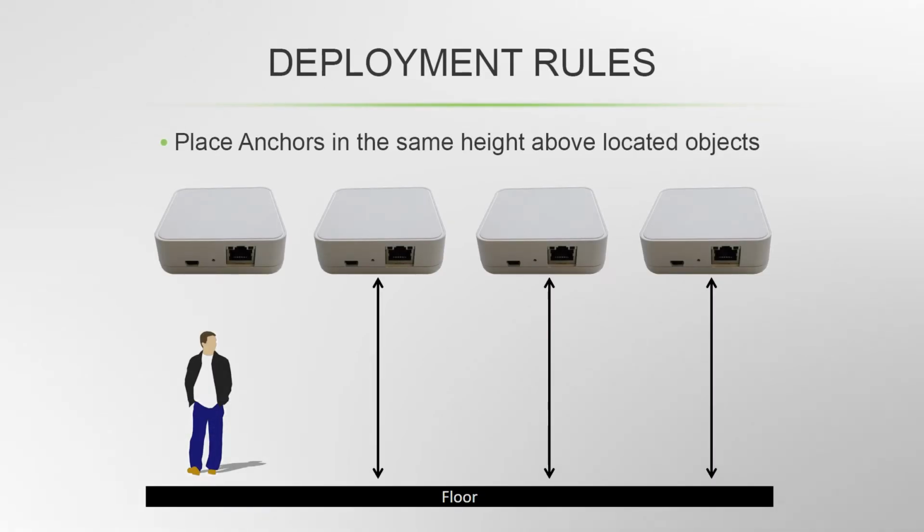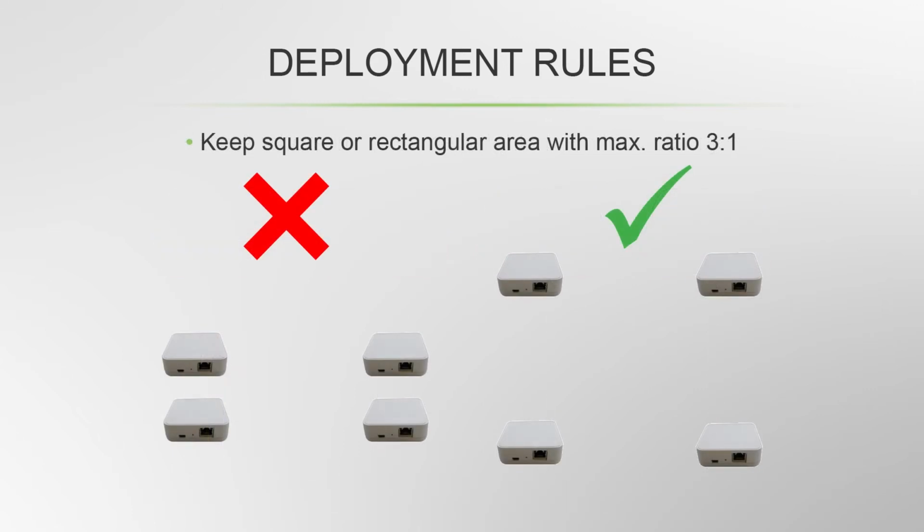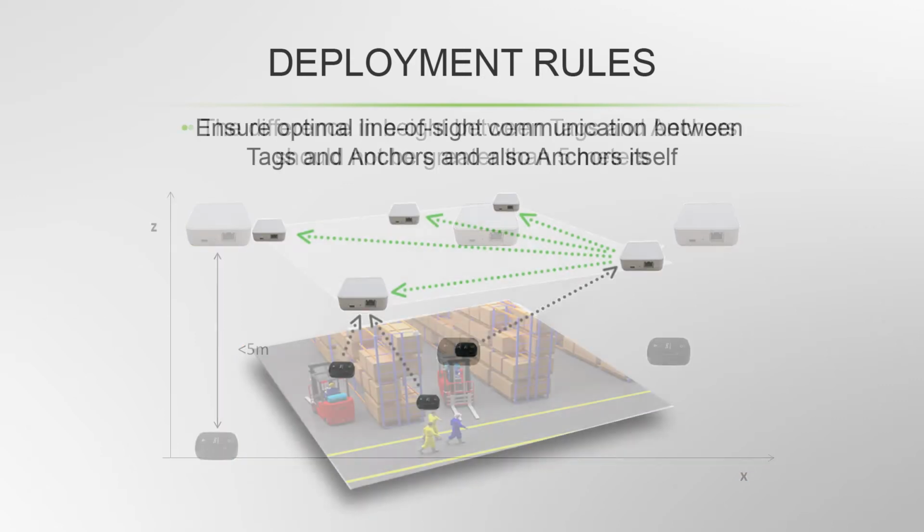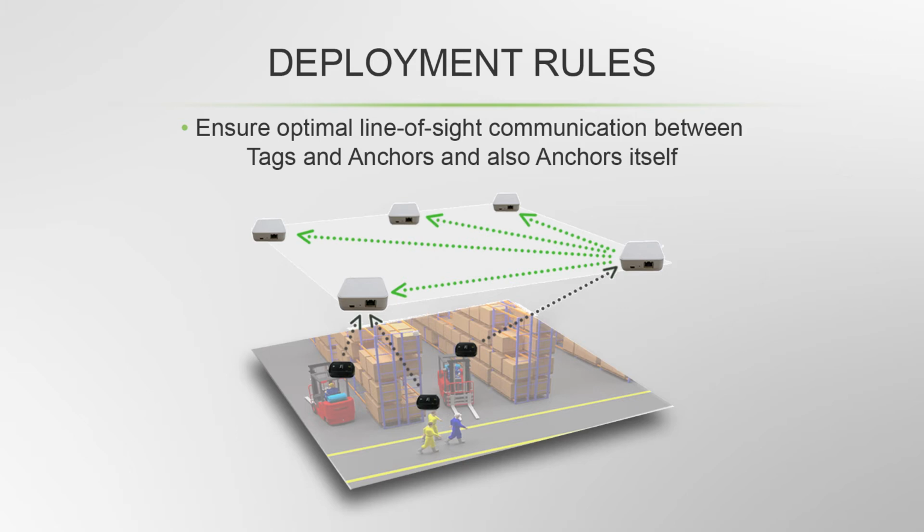When you are mounting the anchors, you should follow a few simple deployment rules. All the anchors should be at approximately the same height above ground. They should also form a cubic structure, if possible. The difference in height between anchors and tags should not be greater than 5 meters. And when you are using the tags, please make sure that they are at least 15 centimeters from the ground. All tags and anchors should ideally have a clear line of sight between each other, so you should take that fact into consideration during the deployment process.